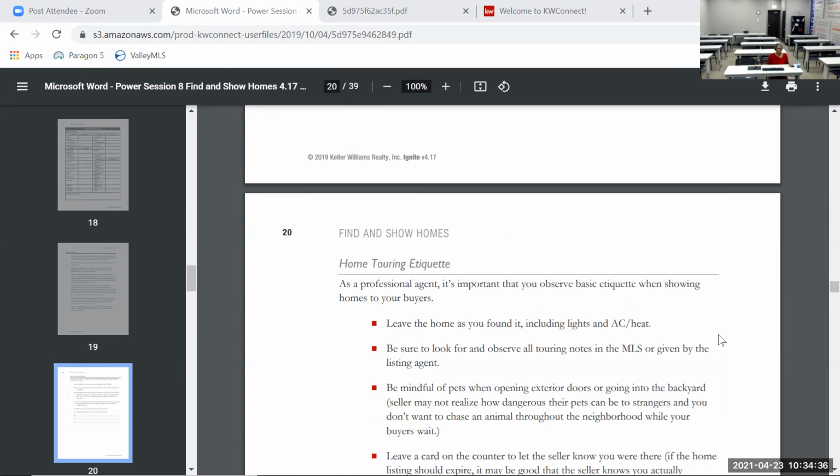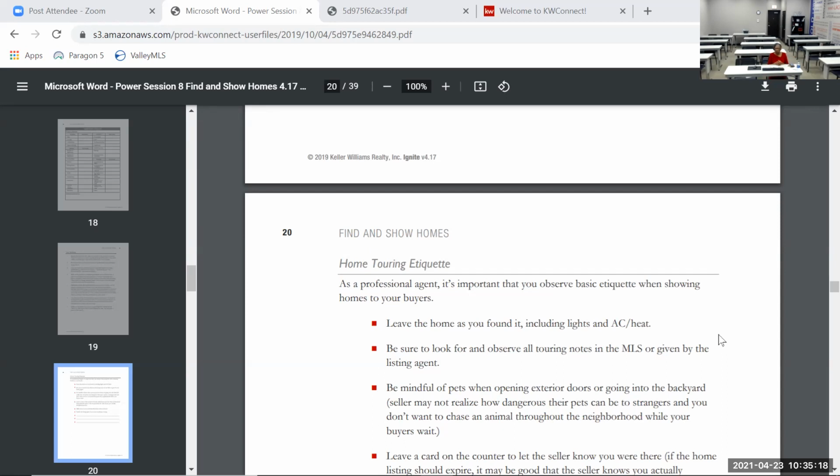As a professional agent, it's important that you observe basic etiquette when showing homes to your buyers. First and foremost, leave the home as you found it, including the lights and the AC and heat. I usually try not to adjust the thermostat at all. But if it's freezing cold in there and I get there a little early, I may turn on the heat to warm it up a little before the buyers get there. But then you have to remember to turn it back down. I don't like doing it because that's affecting their utility bill, so I try not to. But leave the home as you found it.